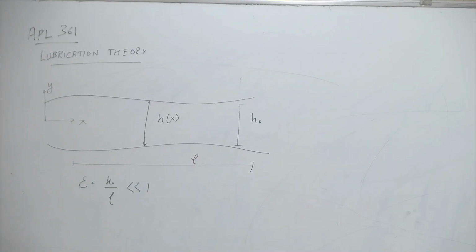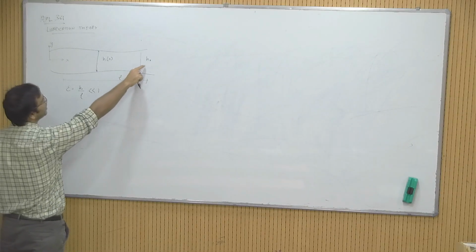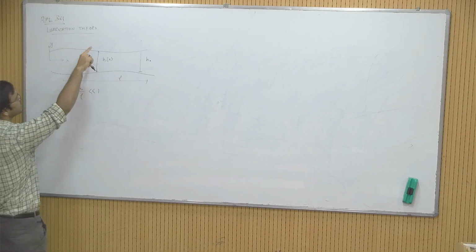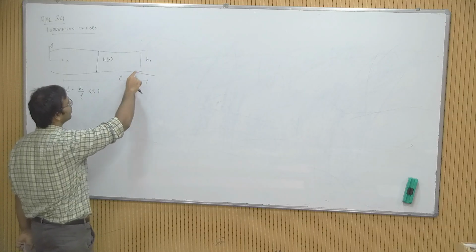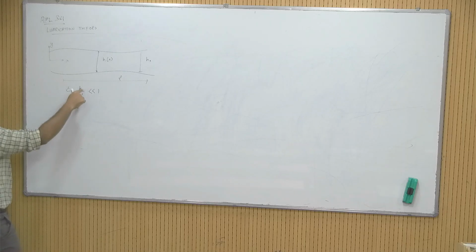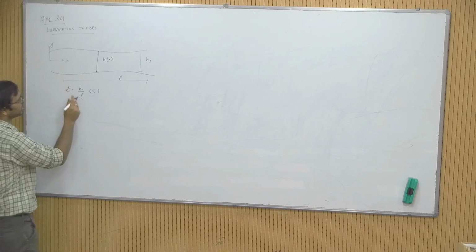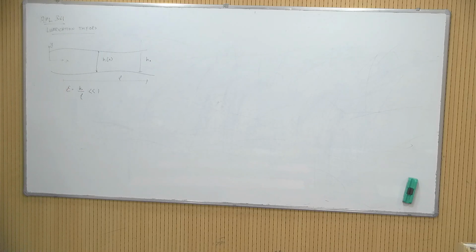So, in any case, let us resume with our discussion on lubrication theory. In our last lecture, we were looking at flow in these kinds of geometries, where you have a length scale in one direction, the y direction, which is h naught, and a length scale in the x direction, which is L, and they are quite different. They are different in the sense that if you define epsilon as h naught by L, then this is much less than 1.